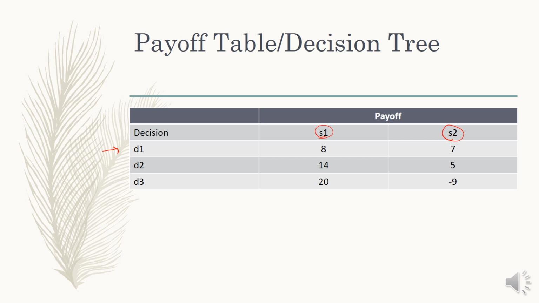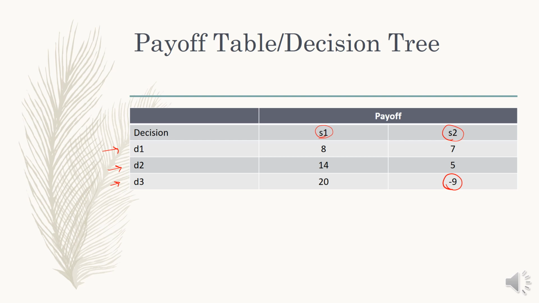And you can read the rest of this. So if they built the medium complex and we have a high need for condos, then you're going to get 14 for the payoff and then 5 for the payoff. And then if you build the large complex, we'll have 20 and -9. So you can see that if they build the large complex, so D3, but then they have a weak state of demand, you're going to actually be losing money.